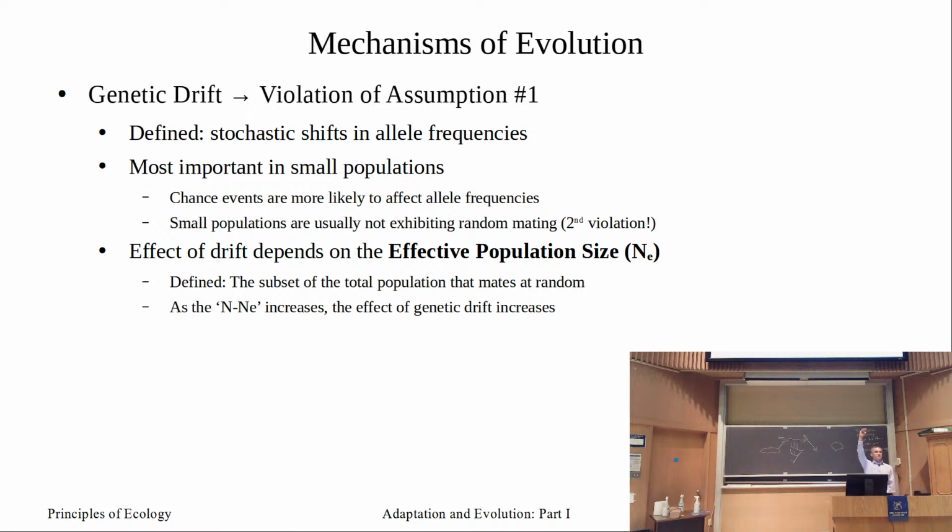Your population size could be up here, but your effective population size is down here. We need the effective population size to inform us about the effect of drift, or how much drift will influence our population. The key point is that as the difference between our population size and the effective population size increases, the effect of drift will increase. Normally you have a large population size to begin with, but as the effective population size gets smaller and smaller, you increase that difference, and now you get the effect of drift.